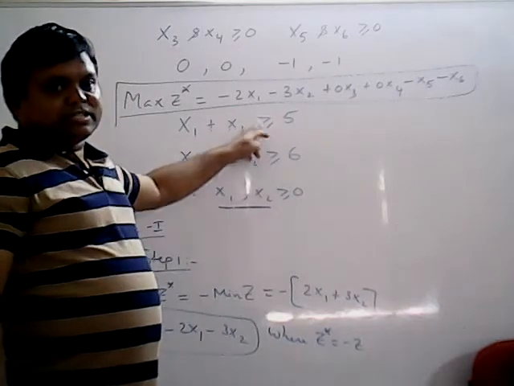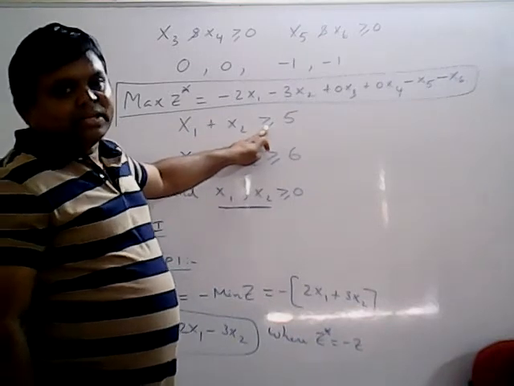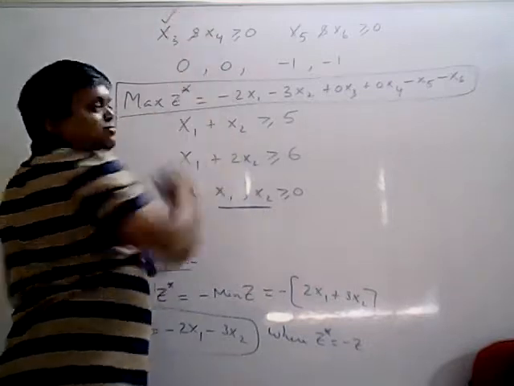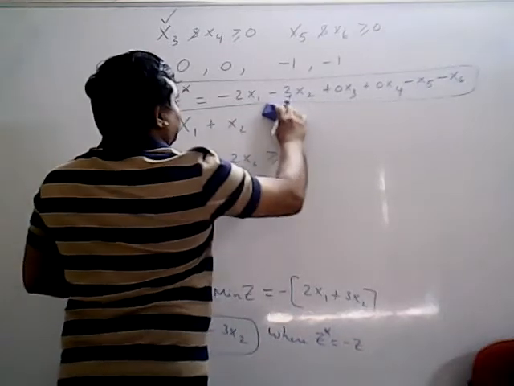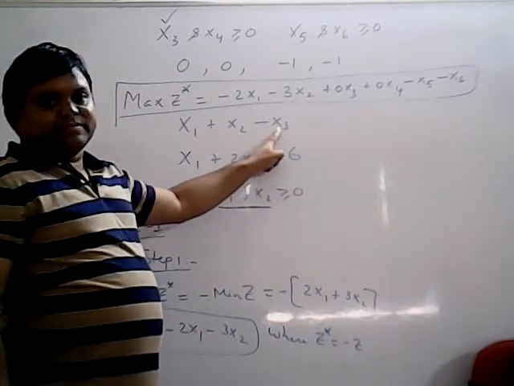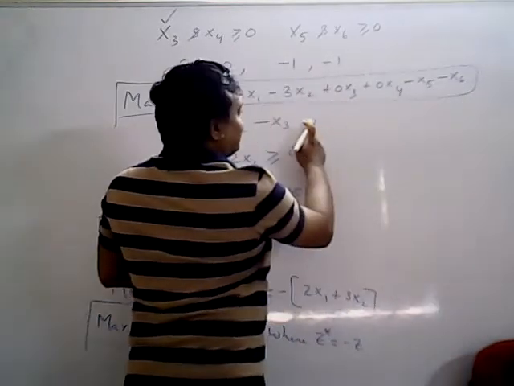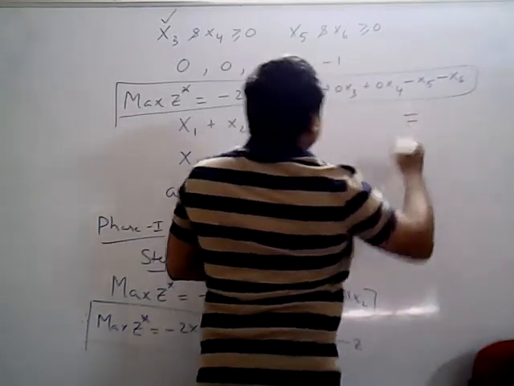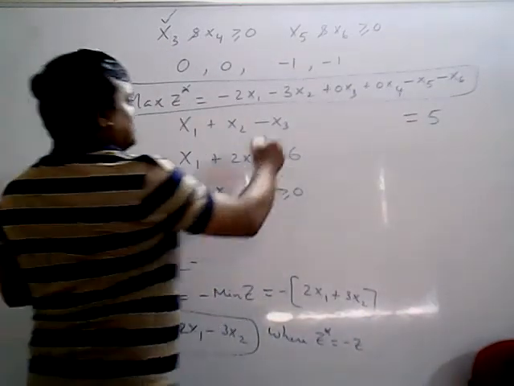A greater than or equal to constraint requires a surplus variable. Now see the first constraint: it is greater than or equal to, so you require a surplus variable. The first surplus variable is x3. A surplus variable is always subtracted, so we get x1 plus x2 minus x3. There are 6 variables, so you have to leave space for the remaining variables x4, x5, x6. The value is 5.